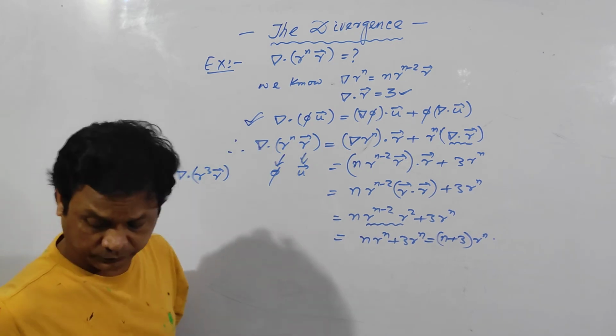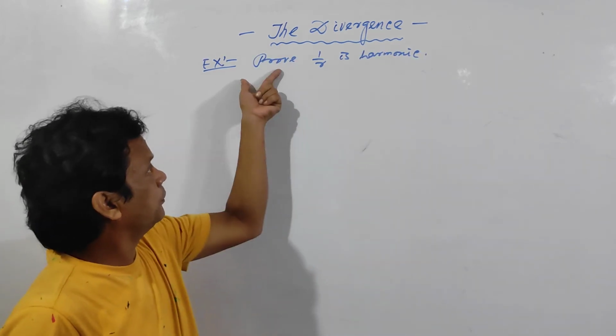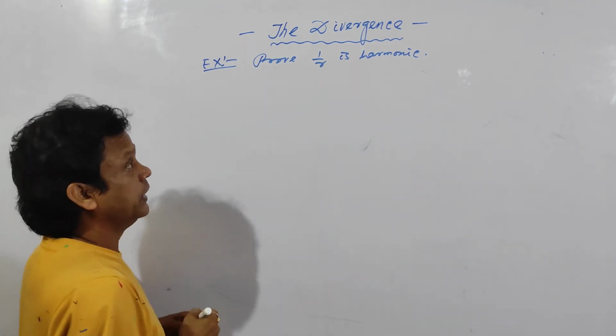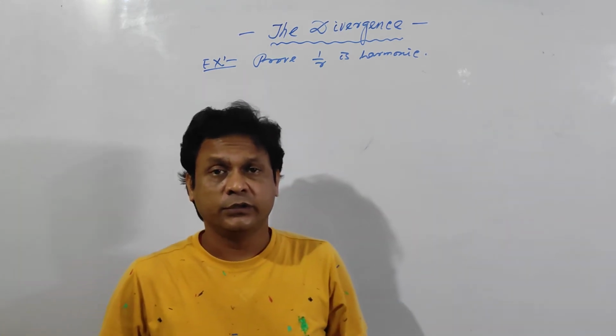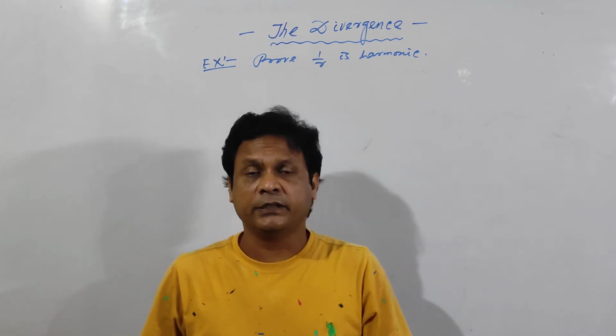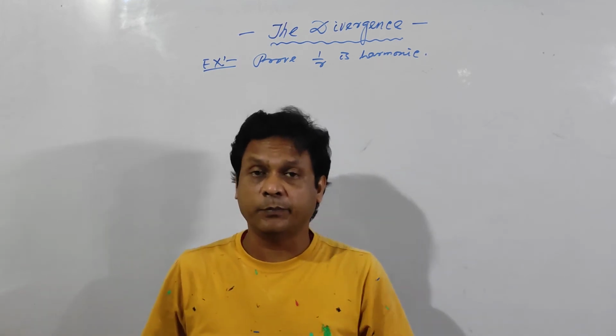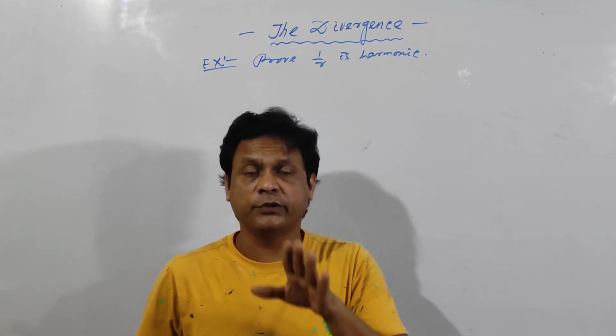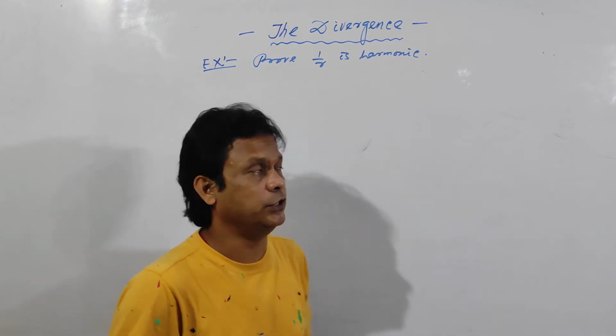Okay. See here. You want to prove 1 by r is harmonic. Simply, 1 by r is harmonic. Harmonic means, I have already told you, you have to prove that 1 by r satisfies the Laplace equation. And what is the Laplace equation? Grad square phi is equal to 0. That means you have to prove grad square 1 by r is equal to 0. Now see here.